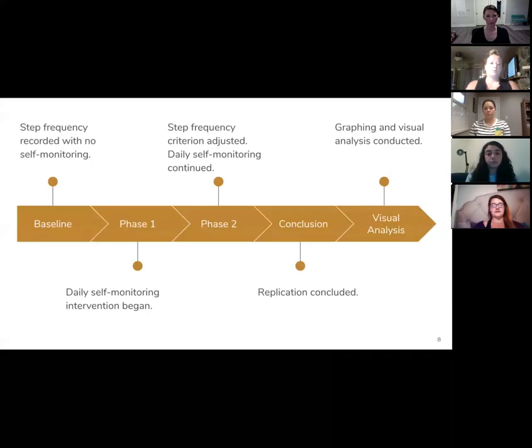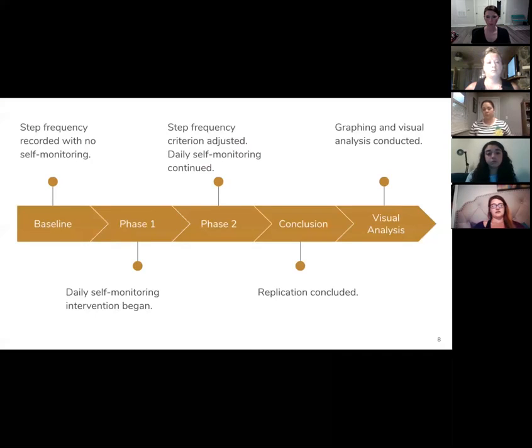Then we uploaded our data to a Google Doc so that it was available for each of us to see. This allowed us to view each other's data and get a better idea of how each of us did with the intervention. We also used graphing, and a visual analysis was conducted to ensure that everyone was on the right track and that we had all of the information that was needed to get our results.